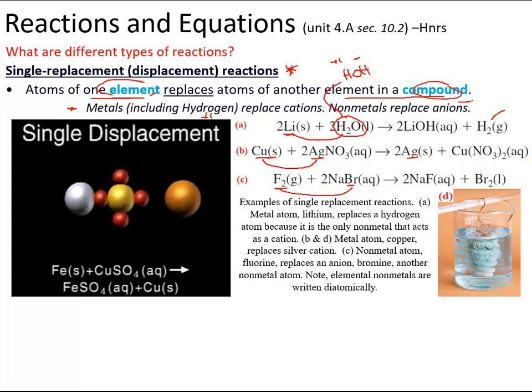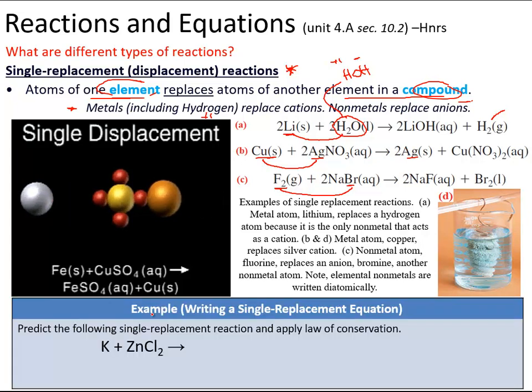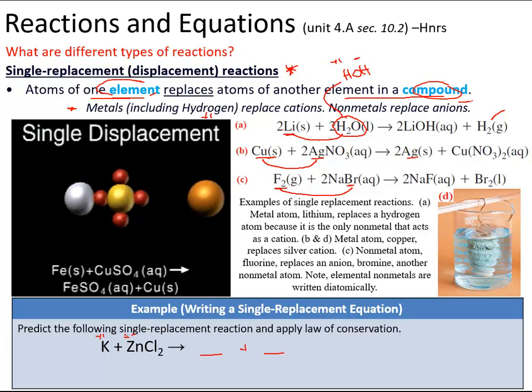We have copper metal in a silver nitrate solution, and the copper will replace the silver, so you have these silver particles kind of coming off of it, right? We'll see how we can write a single replacement reaction. Now, in this case here, you're going to have to predict the products, right? So we know that K is a +1, and Zn in this case is going to be a +2.